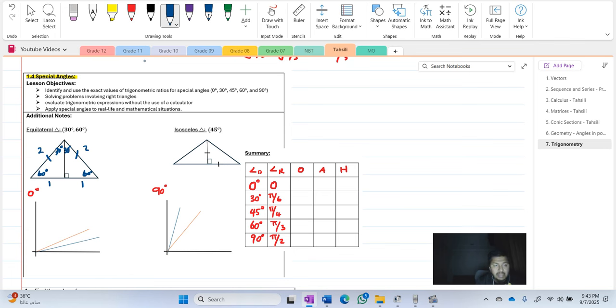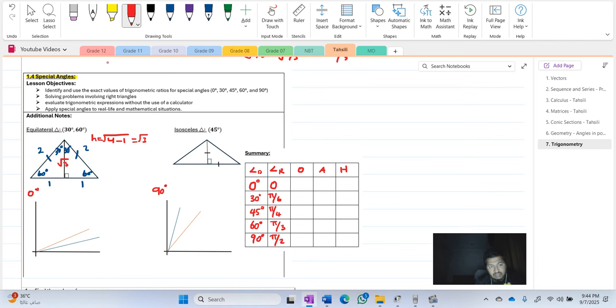Now you have the adjacent, which is 1, and the hypotenuse, which is 2. So what is the height? The height is basically the square root of 2 squared, which is 4, minus 1. We are using Pythagoras, so we're getting square root of 3. So the height is basically root 3. I hope you understood that. So this is your triangle with 30, 60 and 90.